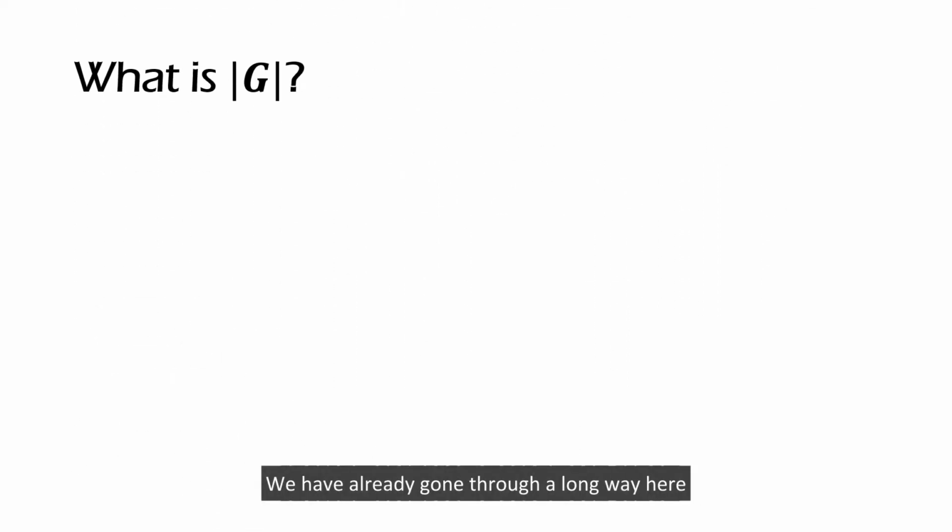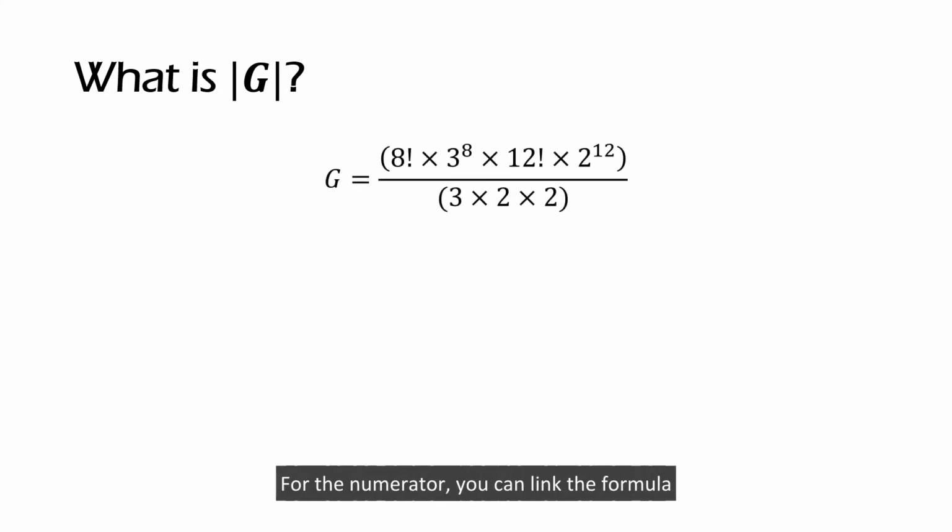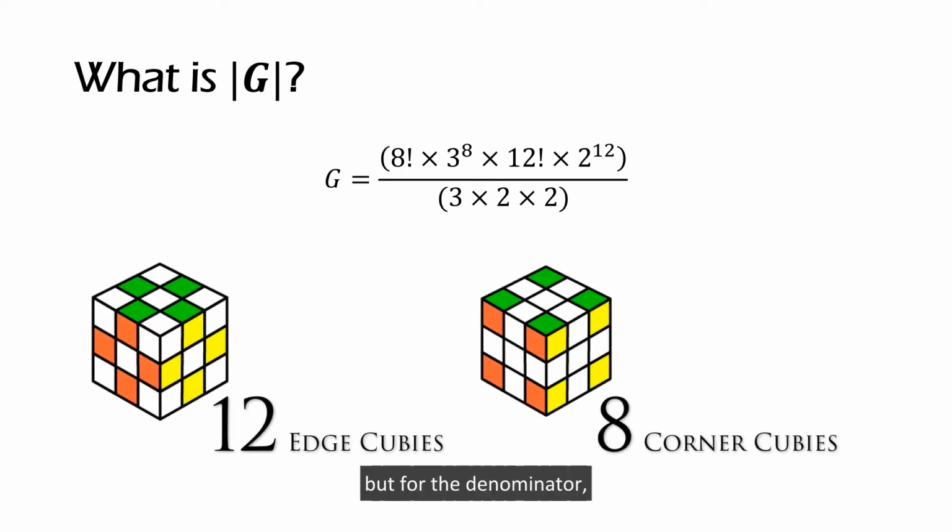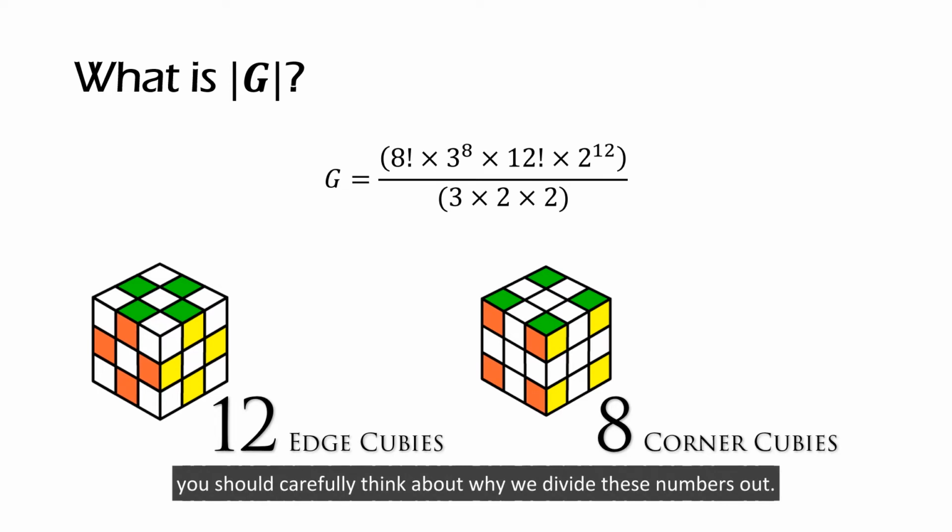We have already gone through a long way here after we studied the permutations and groups, and I think we are able to solve this question quite soon. Here, the G is the cube group, and the size of G is the number of total variations on a cube group. The answer is embedded in this formula. For the numerator, you can link the formula to the number of edge cubies and the corner cubies. But for the denominator, you should carefully think about why we divide these numbers out.